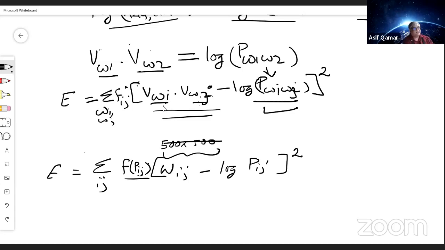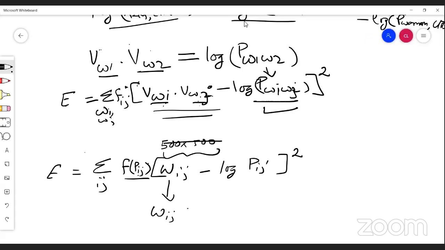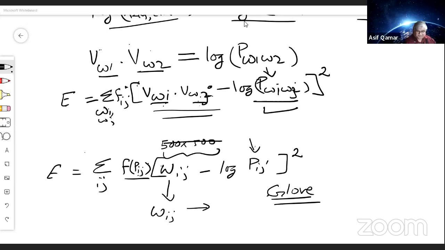Any questions, guys? I hope you got that. Any other questions? Asif posted the GloVe paper in the chat. Yes. Asif, when Chandra was saying the goal is to minimize this error to get that V, minimize to what? Yeah, see the error.